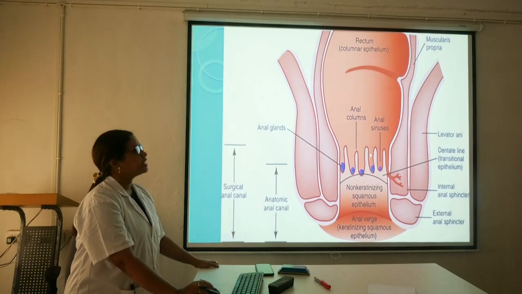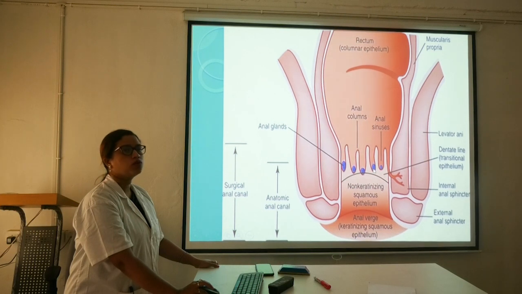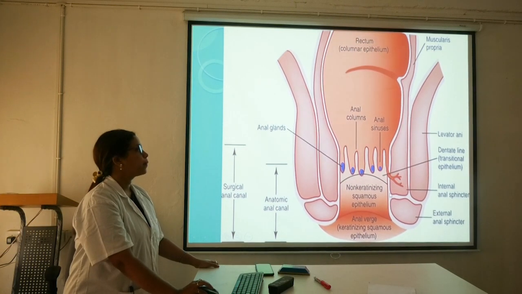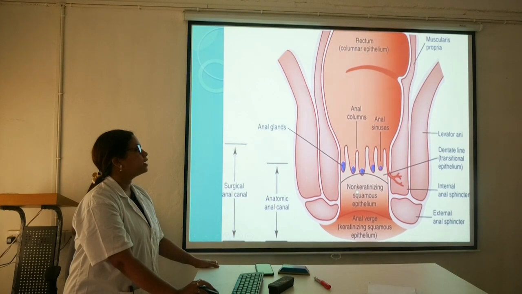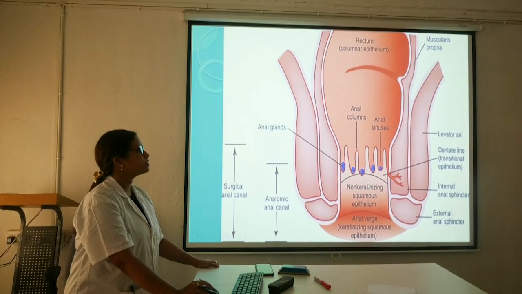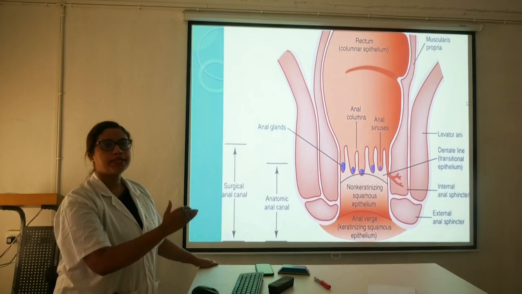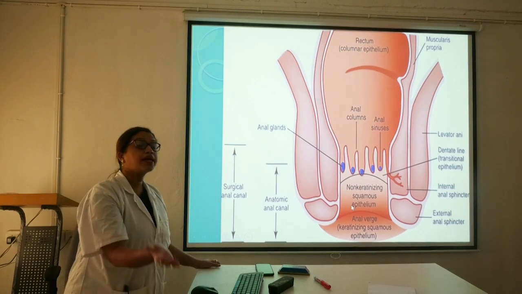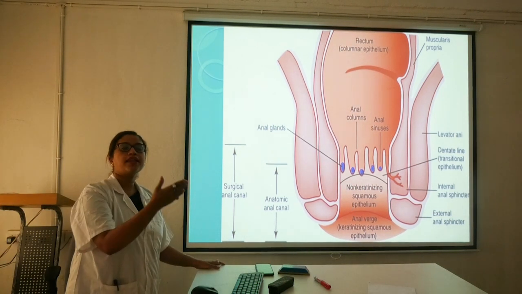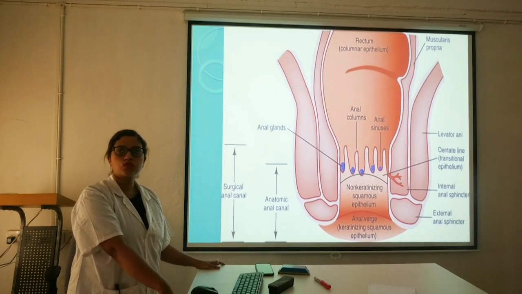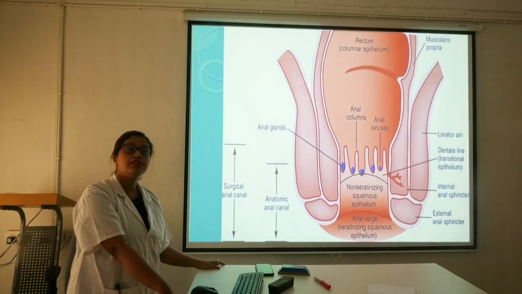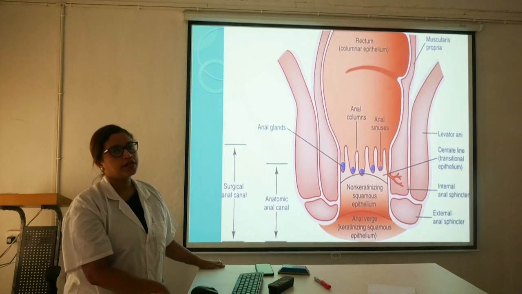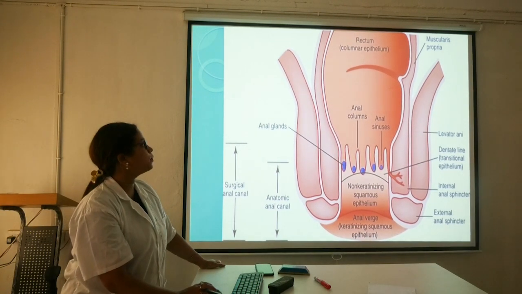Okay, so see these are the columns of Morgagni. Inferiorly there are some glands, these are known as anal glands. Here the lining epithelium is non-keratinizing squamous epithelium. This one is the keratinizing epithelium, but just above that is non-keratinizing squamous epithelium. So just think about the GI tract. What is the lining of the oral cavity? Stratified squamous epithelium. What is the lining of the esophagus? Non-keratinized stratified squamous epithelium. So you could correlate between the two.